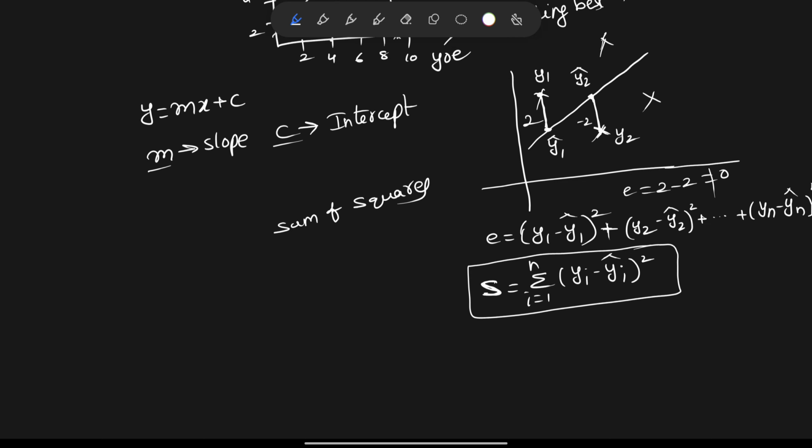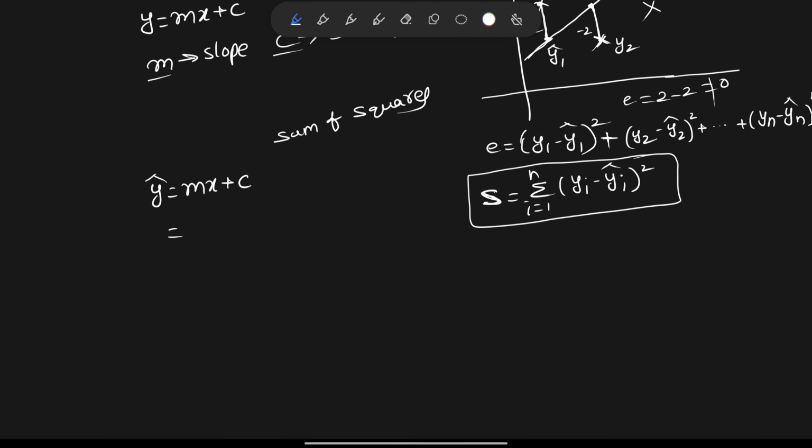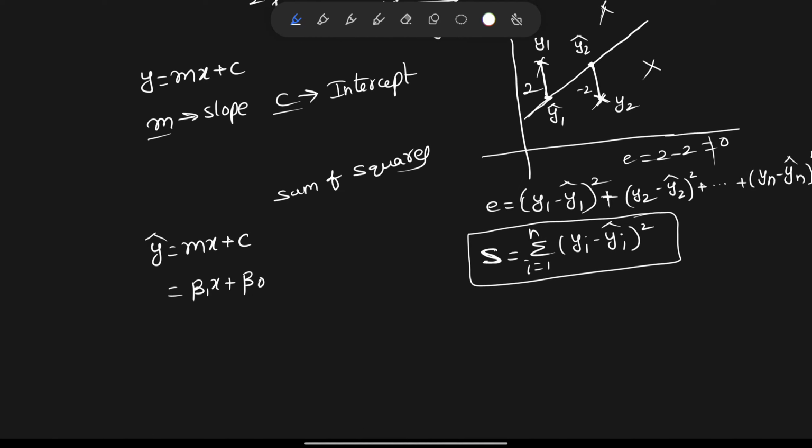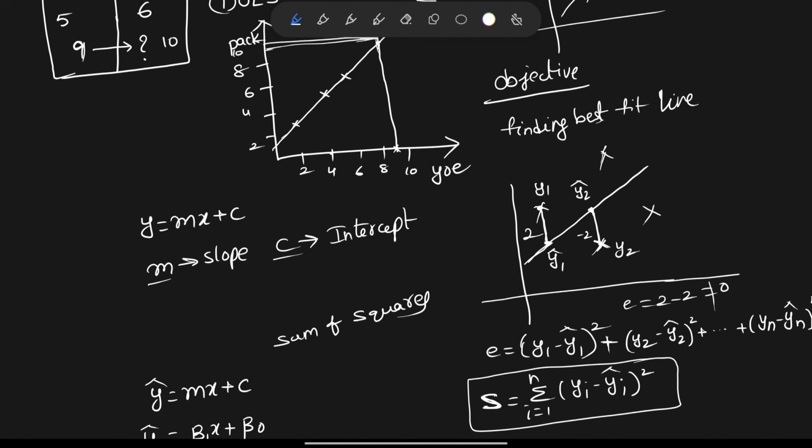Okay, this line means our prediction y cap equals mx plus c. We can write m as beta 1 and c as beta naught. Beta 1 means slope and beta naught means intercept. Intercept means the point at which our line cuts the y-axis. This is the intercept.